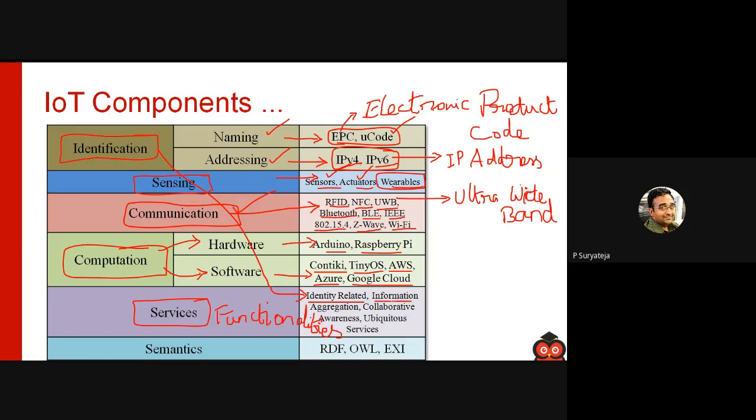We can have an information aggregation service. Aggregation means collecting together. All the sensors in the IoT system will be gathering data, so all the data must be gathered or collected at one point. Such kind of service is information aggregation.